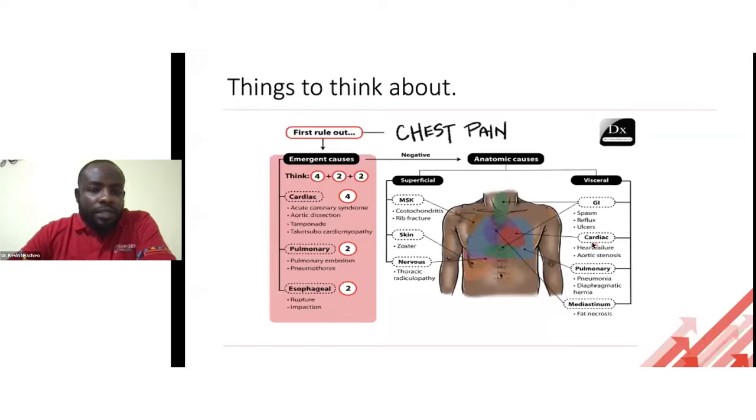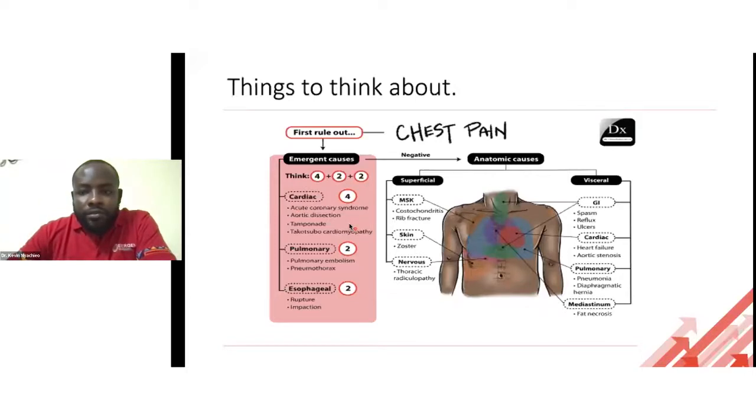And in the emergency setting, we tend to think about the emergent causes of chest pain. And there is a rule that I more or less tend to use in my practice. It's called the 4-2-2 rule. It tends to look at the cardiac causes, pulmonary causes, esophageal causes. For the purpose of this talk, we will be more or less looking around cardiac and pulmonary issues, but mostly acute coronary syndrome, but we'll still discuss other equivalents and other mimics.